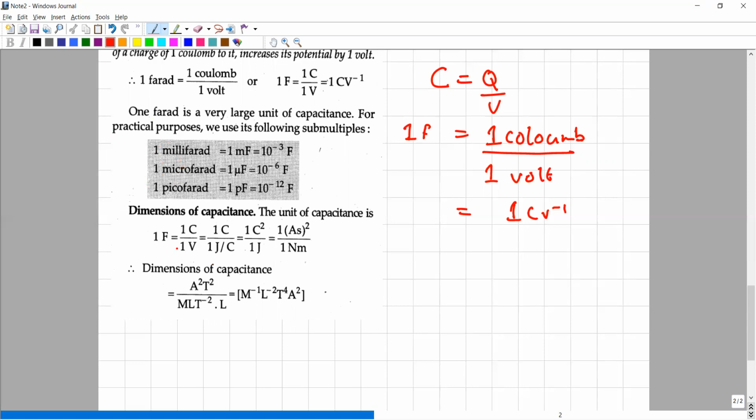Dimension of capacitance, very simple. This 1 farad is equal to 1 coulomb over 1 volt. Charge is equal to current into time. And volt is equal to work done, that is joule over coulomb, and this coulomb will become square, so 1 coulomb square over 1 joule. You will get this as the unit, and then you can convert that into the dimension.